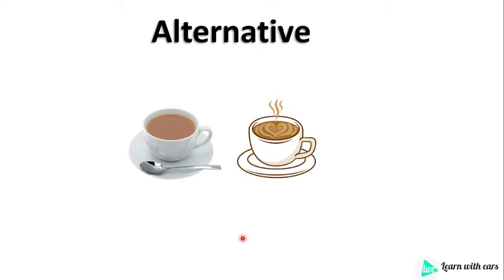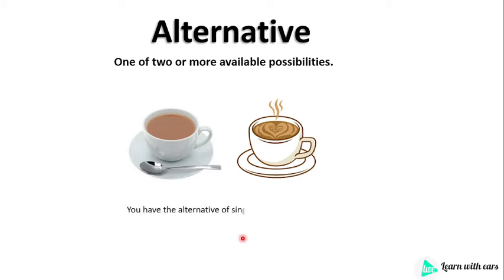Next word is alternative. Alternative means one of two or more available possibilities. For example, you have the alternative of singing or dancing.